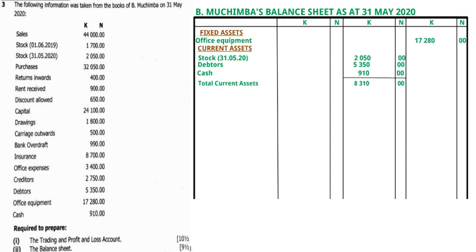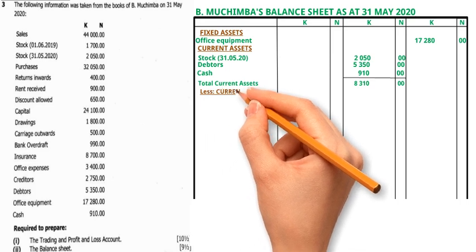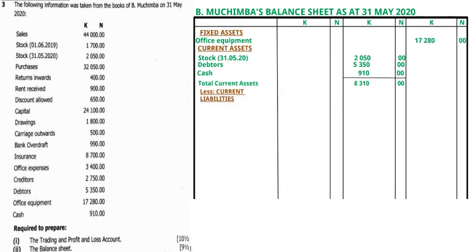Now once I've done that, I'm done with the assets. Now I go to less current liabilities. What we're trying to do here is find the net assets. First we are going to find the working capital, then we come to net assets. So next we're going to write the first current liability.